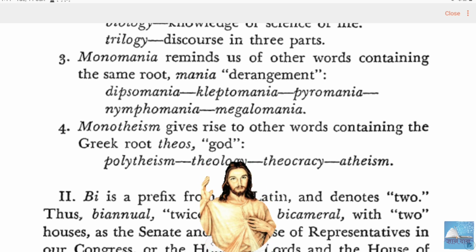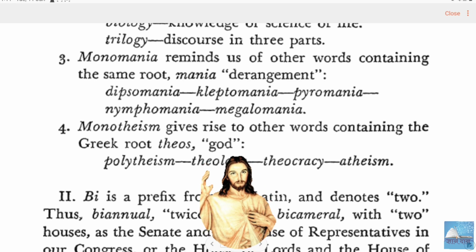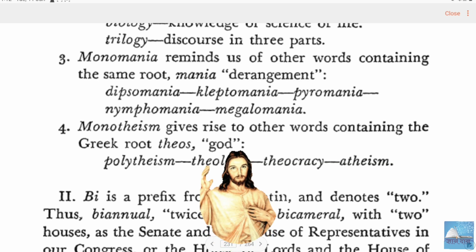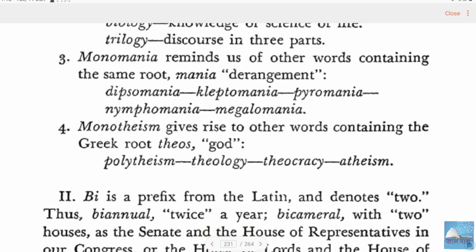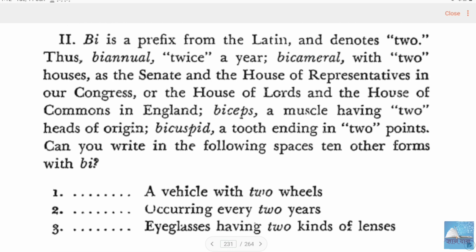Number 4. Monotheism gives rise to other words containing the Greek root theos, God. Polytheism, theology, theocracy, atheism.